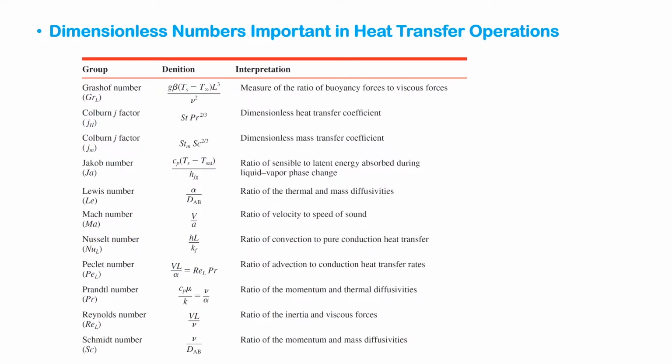So we are going to talk about Colburn J factor, which is called JH. This is another dimensionless number. It's a combination of two dimensionless numbers, Stanton number and Prandtl number.